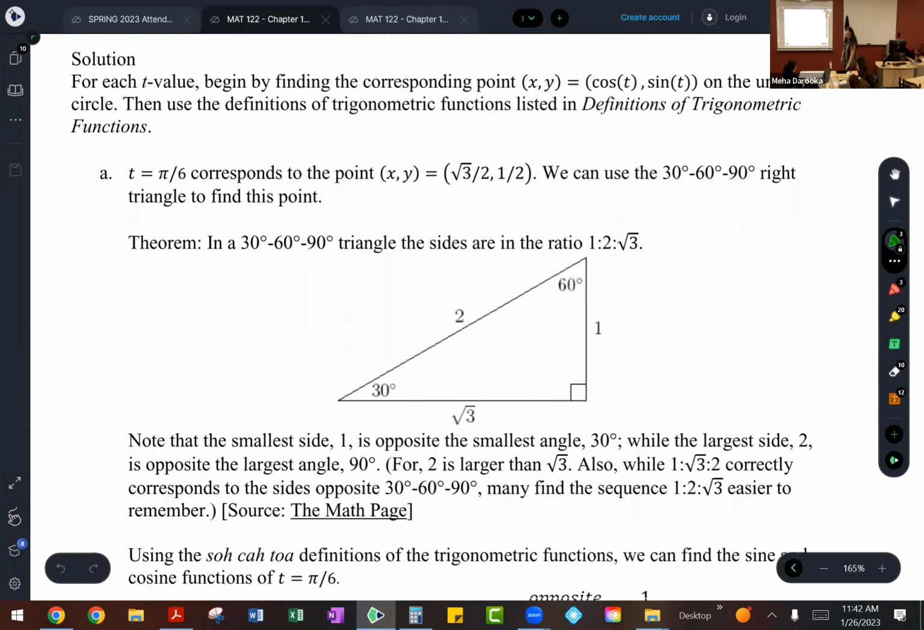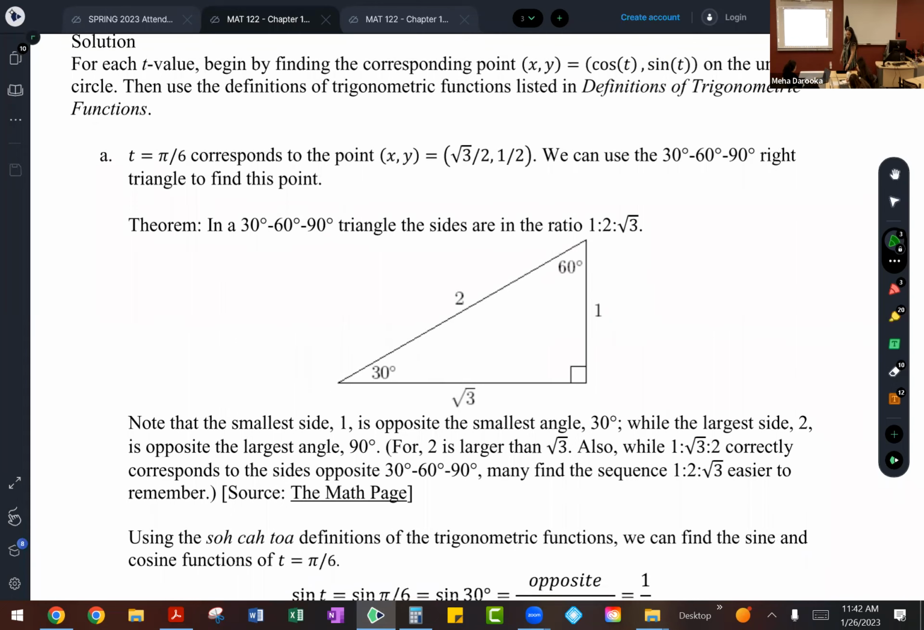So basically we are saying now, for pi over 6, what does this come out to be? They are kind of falling back to geometry at this point. They're using the 30, 60, 90 degree triangle, where of course the largest angle is going to be your 90 degrees. One of the angles is 30, the other one is 60. So they're using the ratio of this triangle where 1 is going to be the smallest value. So that goes across from the smallest angle. 2 is going to be the largest value, which goes across from the largest angle.